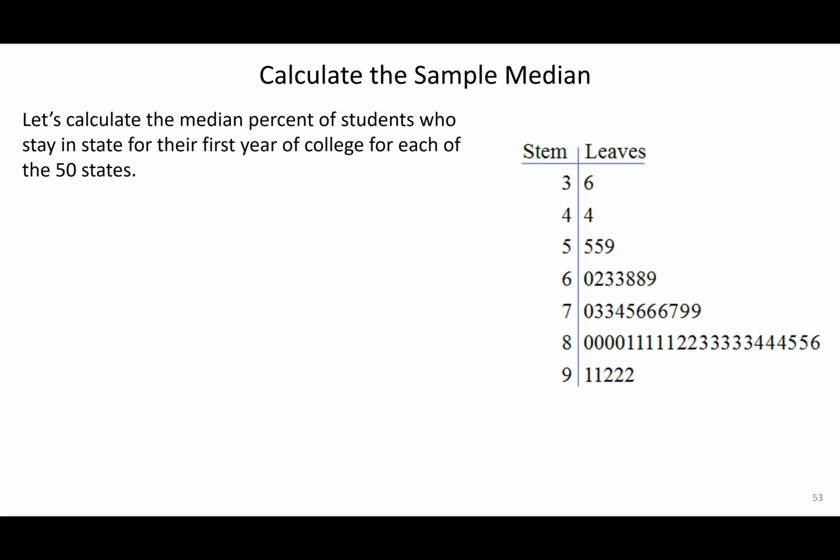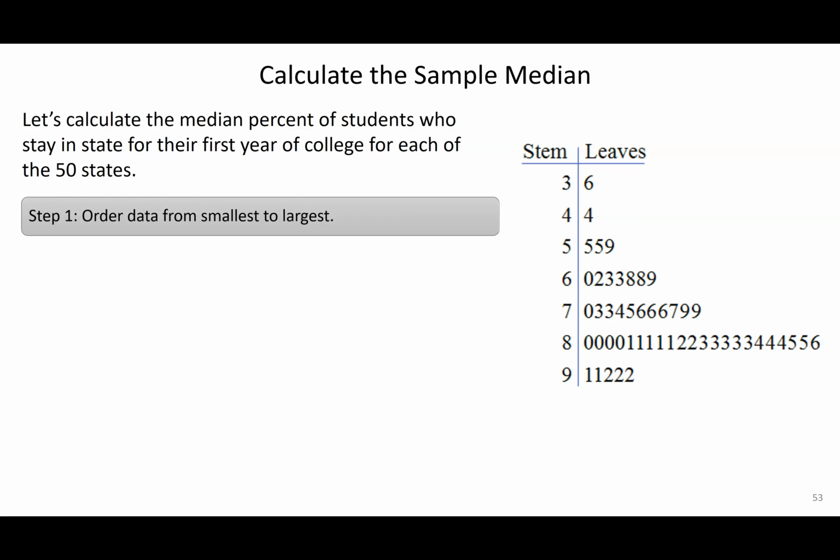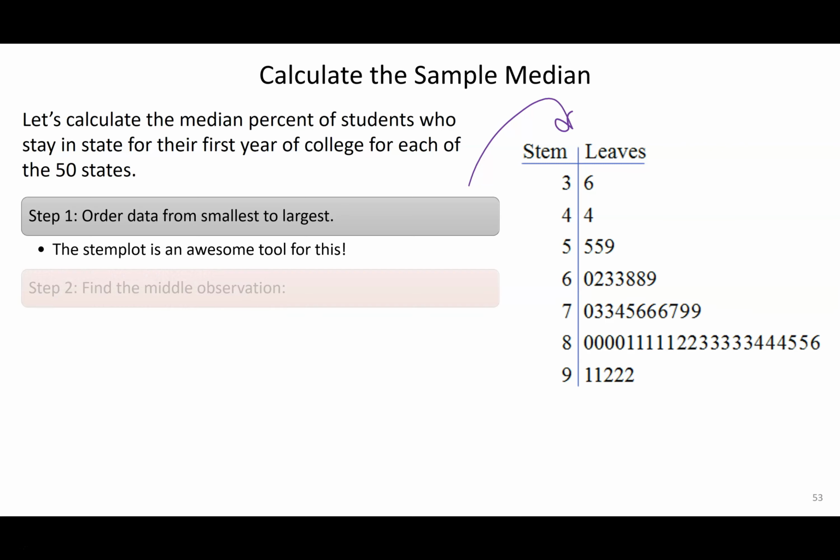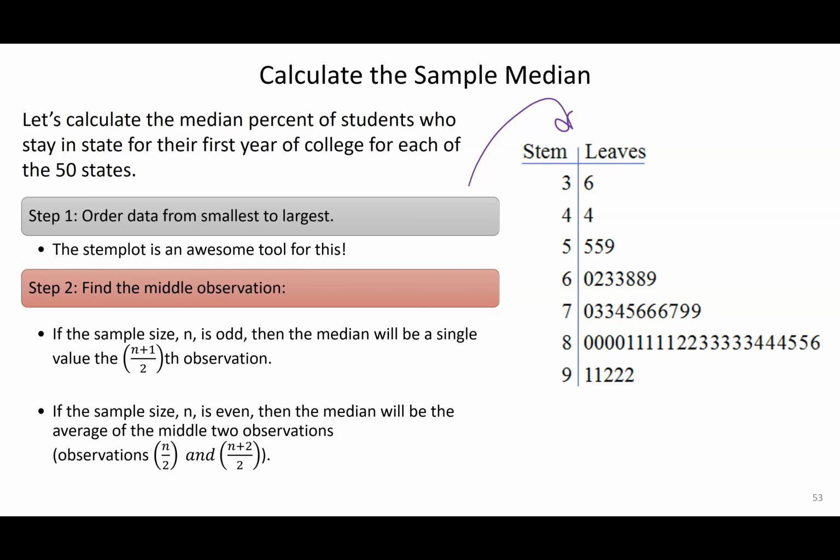So for example here, we want to calculate the sample median, and we have the 50 states data. We're looking at the percent that stayed in their state for their first year of college. The first thing we want to do is order them from smallest to largest. One thing that's neat is the stem plot, or the stem and leaf plot, does exactly that. So step 2, find the middle observation. This can be a little bit trickier, but it's going to be doable, and we'll do that.